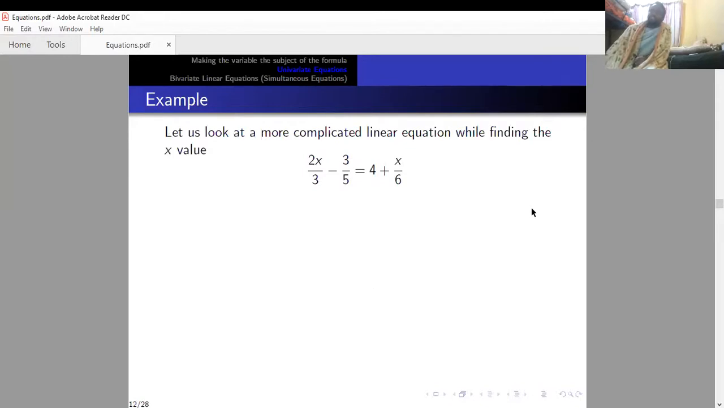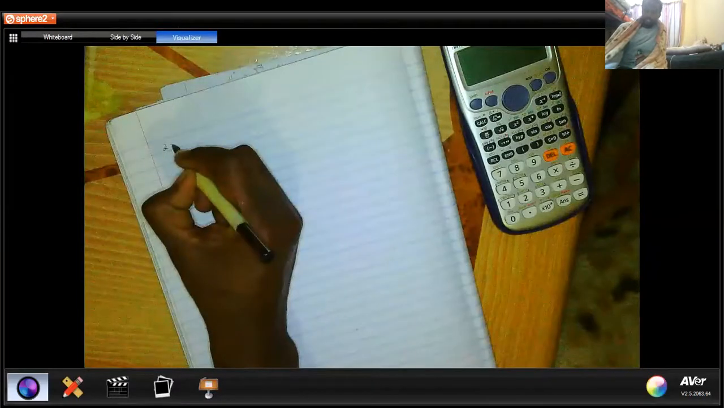Now let's go for the second one. Now before we go for the second one, I want us to just explain what we're talking about here. So we've got 2x over 3, 3 over 5.